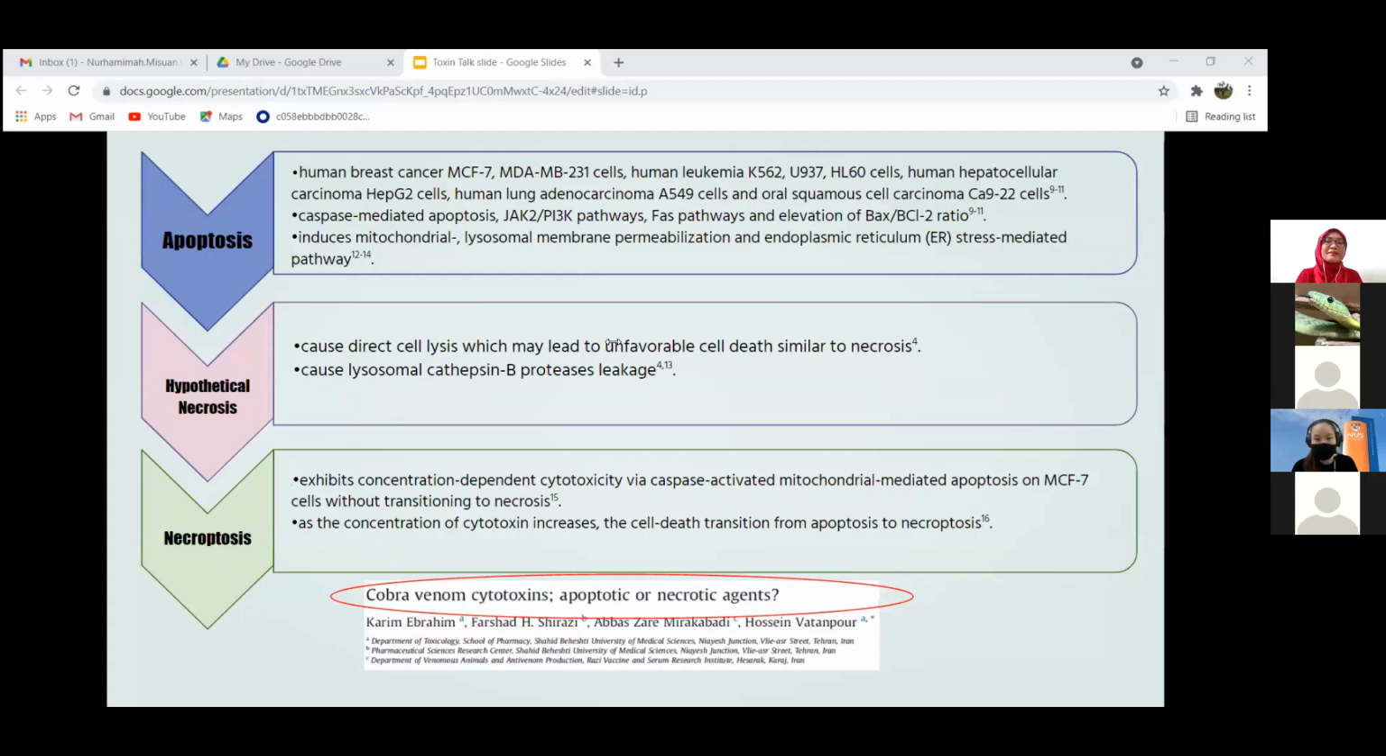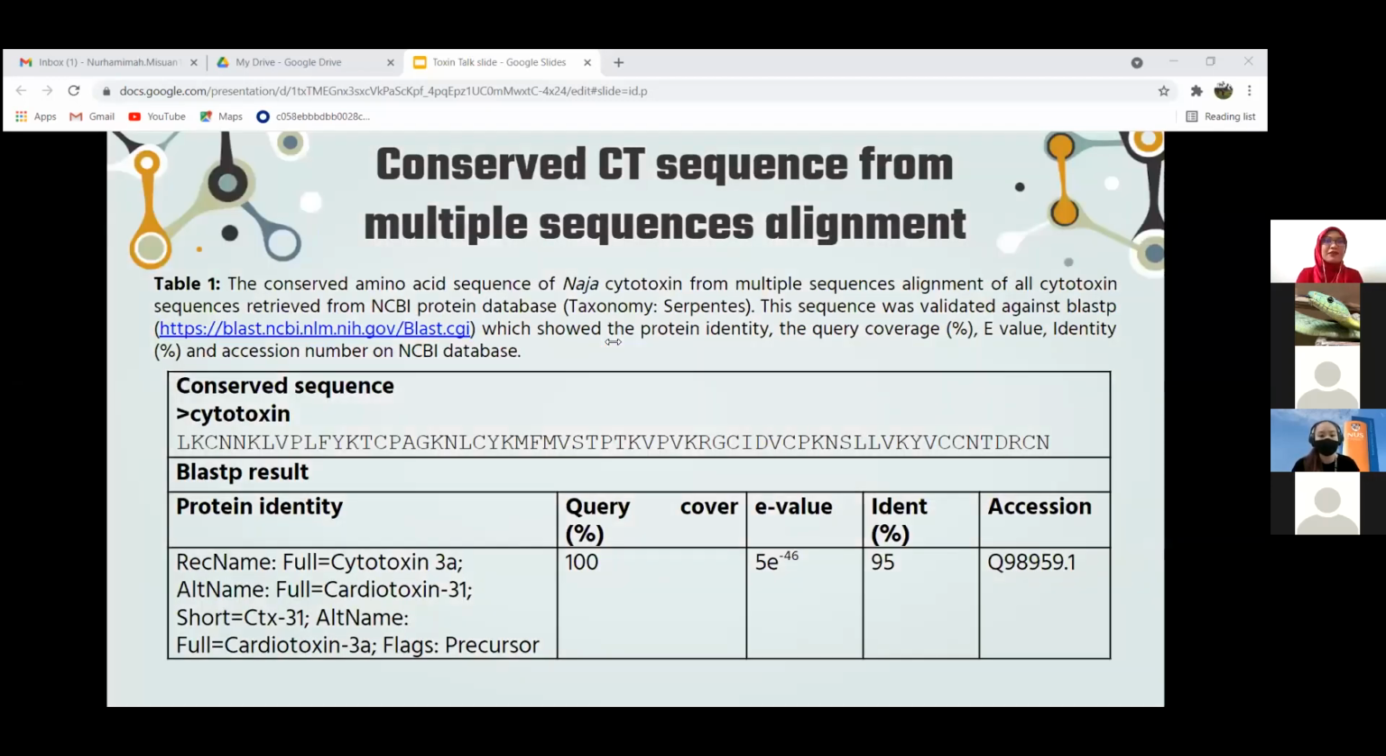Thus, it sparked my interest that cytotoxin might interact with death receptor, which can cause all these apoptosis and necroptosis reactions that have been studied by our fellow researchers. Before we continue further, let me tell you how I got my conserved cytotoxin sequence, and we'll call it CT from now on. This table shows the conserved CT sequence obtained from multiple sequence alignment. It was found that the sequence identity is the same as cytotoxin 3A from Naja atra. And this conserved CT sequence was then used to determine its three-dimensional structure.